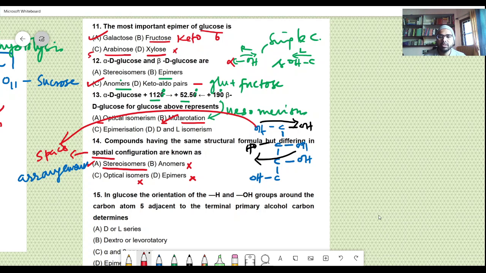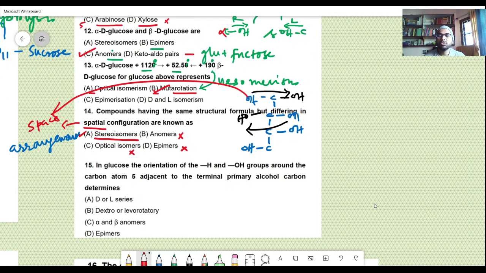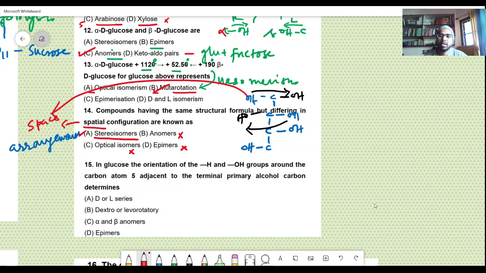Okay, the next question is: in glucose, the orientation of H and OH groups around the carbon atom five, adjacent to the terminal primary alcohol carbon, determines what? D and L series, dextro or levo rotatory, alpha and beta anomers, and epimers.